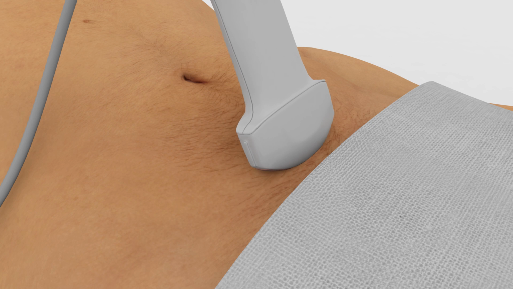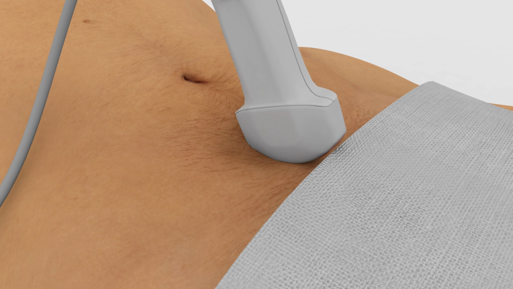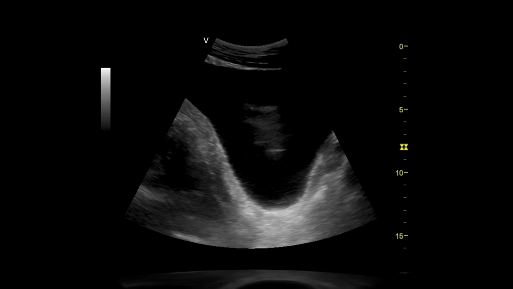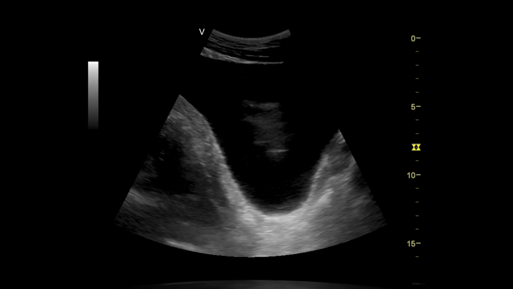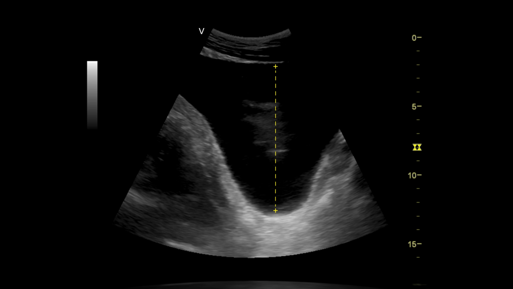To obtain a longitudinal view of the bladder, position the probe so that the probe marker is pointing toward the patient's head. Obtain a mid-longitudinal image where the height and antero-posterior dimensions of the bladder appear to be at a maximum. Measure and document the longitudinal and antero-posterior dimensions.